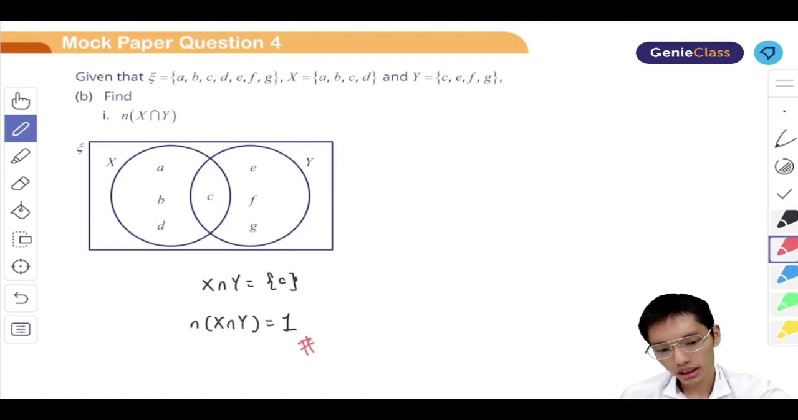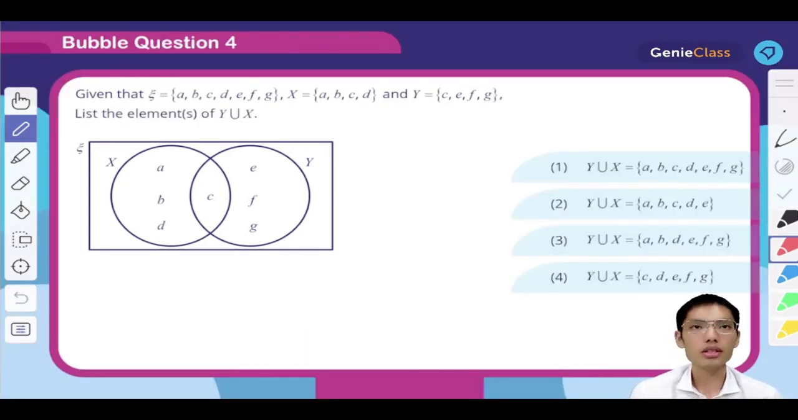Now next up, another bubble question to test your concept. Just now was intersection, now is this particular symbol. What does it mean? Okay, 30 seconds again, look through it, launching the bubble launcher, 3, 2, 1, let's go.